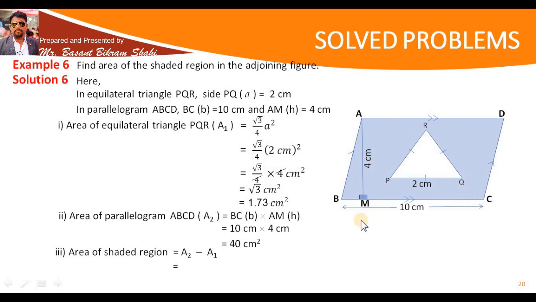Okay. Now A2 is 40 square centimeter, A1 is 1.73 square centimeter. If we subtract it, we get 38.27 square centimeter. Therefore, area of shaded region is 38.27 square centimeter.